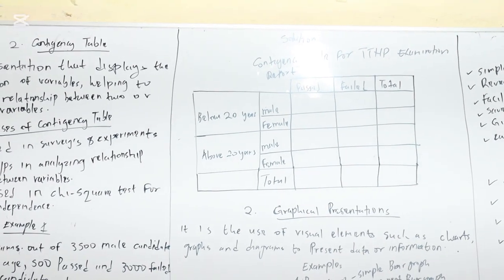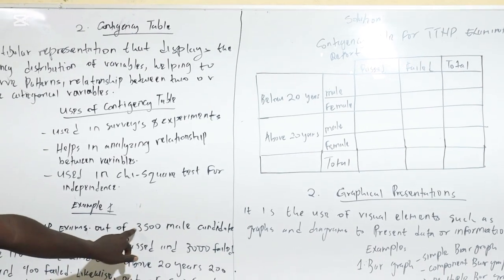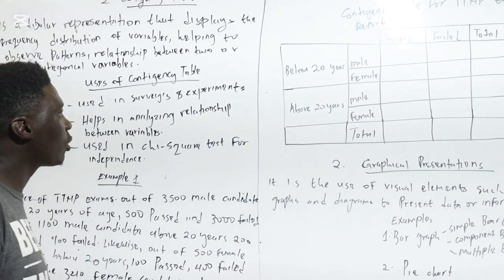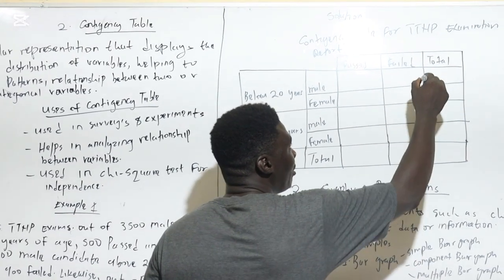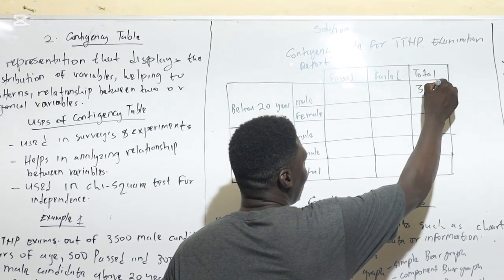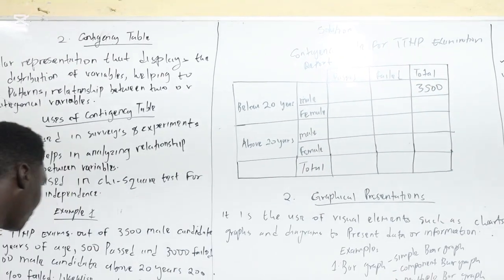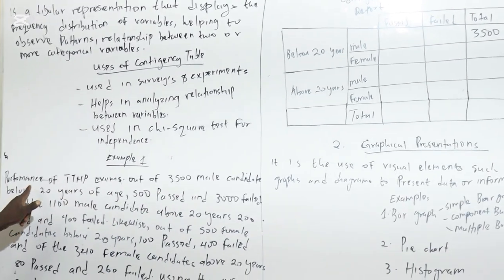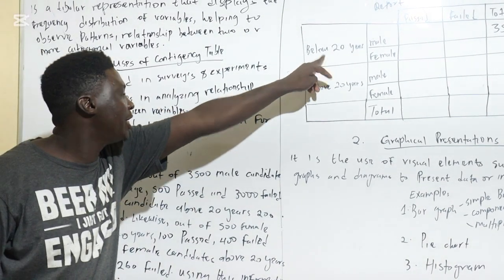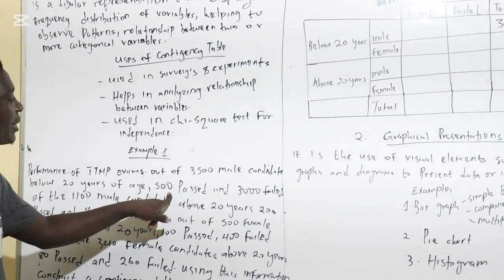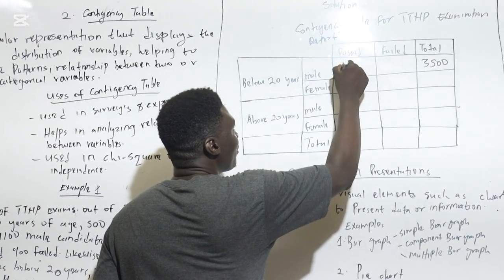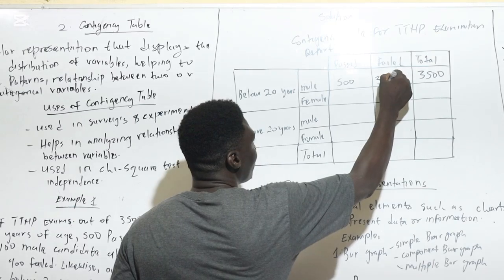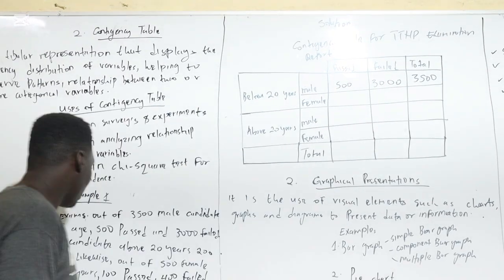So let's start. The performance runs out of 3,500 male candidates. So what were the total of the male candidates? There were 3,500. So here will be 3,500. Below 20 years of age, you are working on the below 20 years of age. 500 passed and 3,000 failed. So here 500 passed and 3,000 failed. Continue.